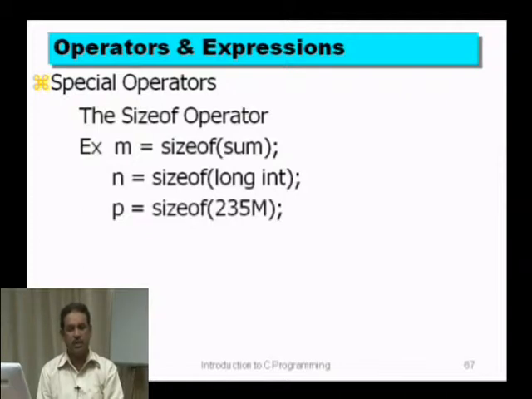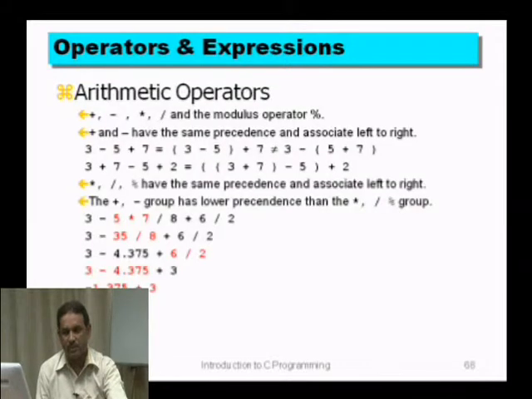So, m, n, p are the variables where it is going to give you the number of bytes. Size of sum may be 2 bytes, size of long integer 4 bytes, and size of 235m may be 2 bytes, whatever it is. That will be assigned to the variables m, n and p. So, that is the special operator. Other special operators will be discussed in the later chapters. These are the special operators available in C programming.